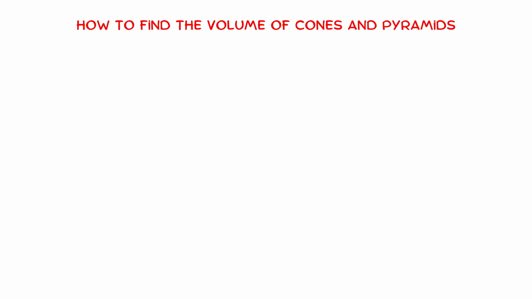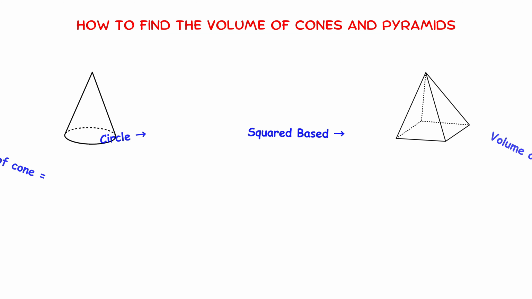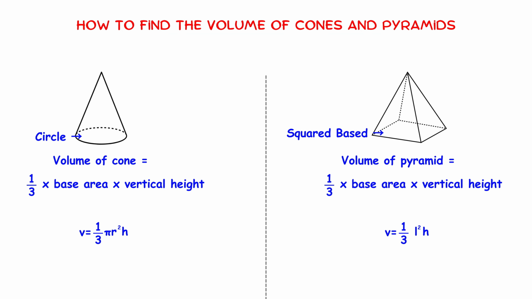In this video, we're looking at how to find the volumes of cones and pyramids, and we've grouped them together in the same video because they both have basically the same formula, namely that their volume is equal to 1/3 times their base area times their vertical height. The only difference between the two is how we calculate the base area.